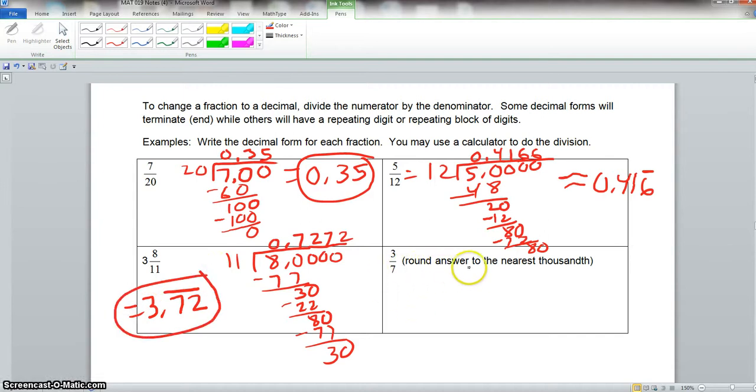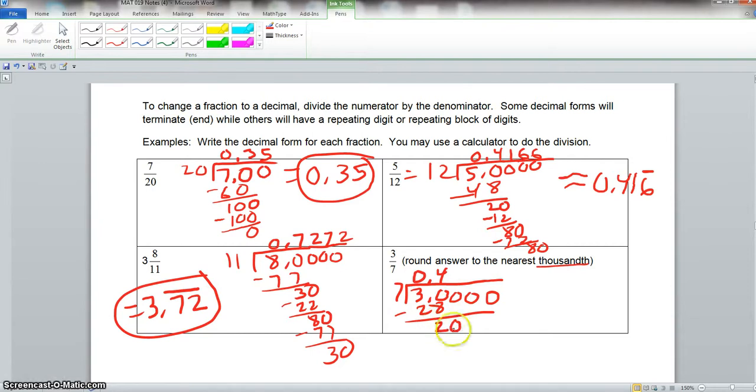Now we come here, it says round answer to the nearest thousandth. Okay, so we'll take 7 into 3, and we'll do our decimal here. Since they tell us to round to the thousandths place, we would take our zeros to the 10,000ths place, because we always go one place value over what they told us to round to. So this is tenths, hundredths, thousandths, so we'll go to the 10,000ths place. So we'll bring up our decimal. 7 goes into 3 0 times. 7 goes into 30 4 times. 30 minus 28 is 2.